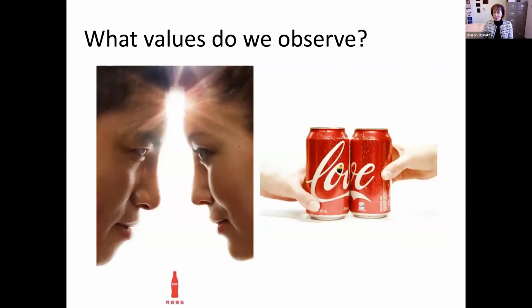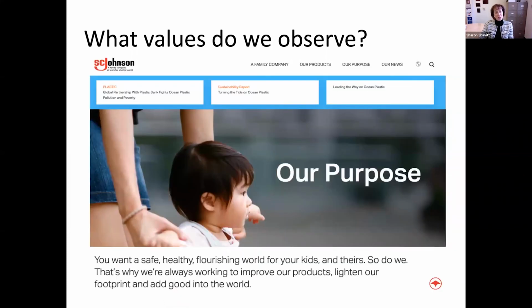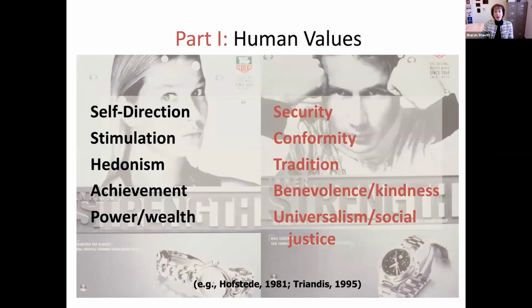Here we see an ad from Coca-Cola that emphasizes some different themes, primarily benevolence and warmth and caring. And here we see a screenshot from SC Johnson doing something similar, emphasizing benevolence and universalism or social justice themes, caring for others. Now, these ads are good examples of ways in which marketing communications convey and appeal to different types of human values. So these are the kinds of human values that researchers who look at value distinctions have been examining for several decades. There's a great deal of research on these value clusters.